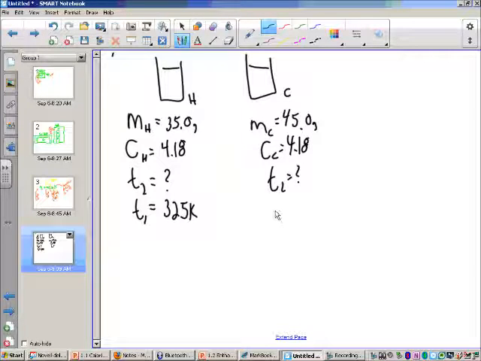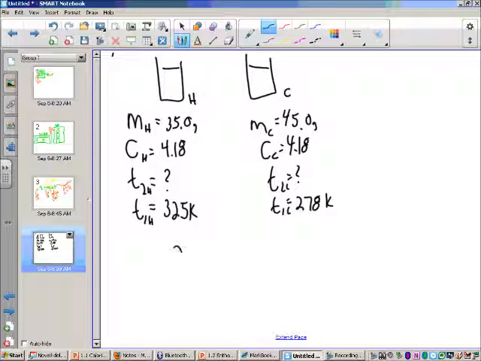T2, unknown, T1. What's the T1 of the, sorry, 278? 278. Excellent. Kelvin. Now I do have to put a couple more marks here because I want to make sure I differentiate between my 1s and 2s. So this is like T2 hot and T1 hot and T2 cold and T1 cold. Okay?